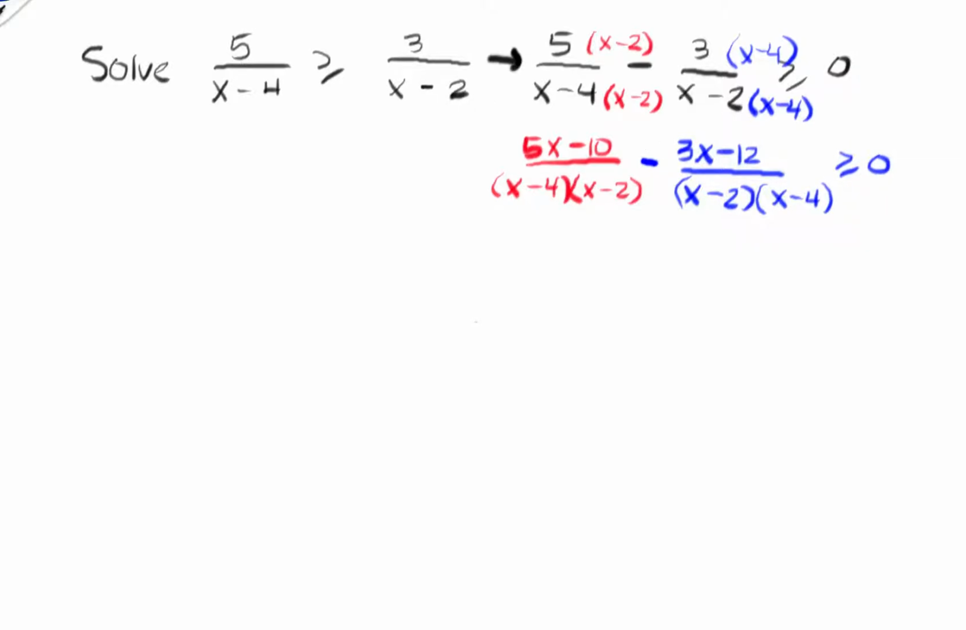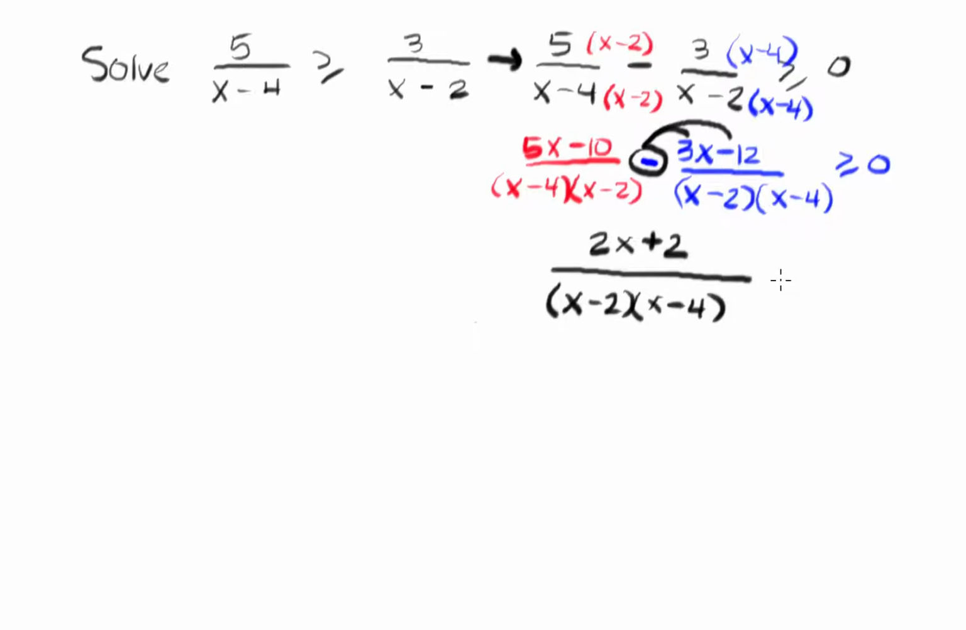Now that we've got this set up, we can collect like terms. I'm going to take the negative sign right here and distribute it to the 3x and to the negative 12. So we'll get 5x minus 3x, which is 2x. And we'll have negative 10 minus negative 12, which is negative 10 plus 12. So we have 2x plus 2. So we have this new fraction, 2x plus 2, with x minus 2 and x minus 4 in the denominator. This is all greater than or equal to 0.